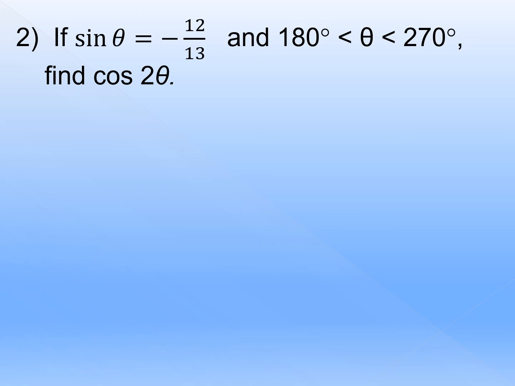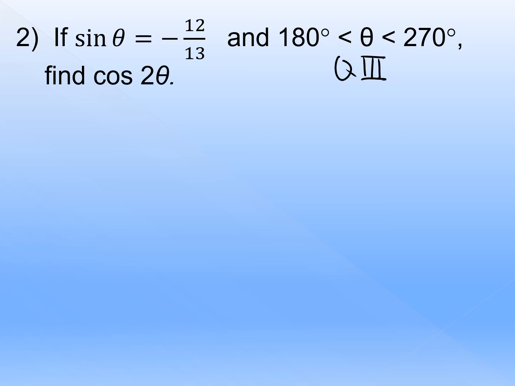Let's try another example. If sine theta is equal to negative 12 over 13, and theta is greater than 180 but less than 270 degrees, find cos 2 theta. Again, the first thing we need to do is identify on what quadrant the angle measure falls. Since theta is greater than 180 but less than 270, theta falls in quadrant 3.